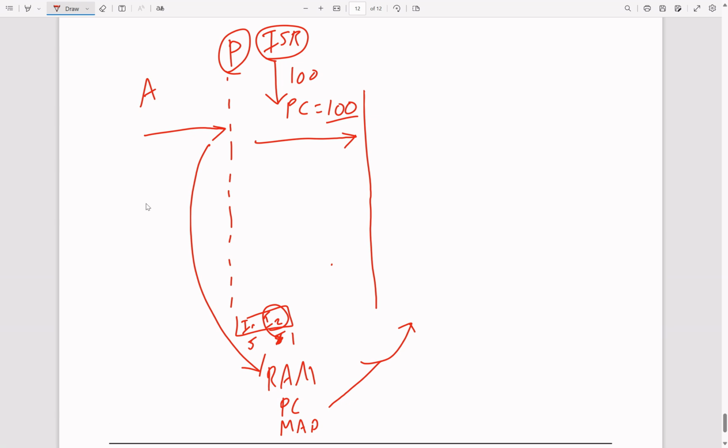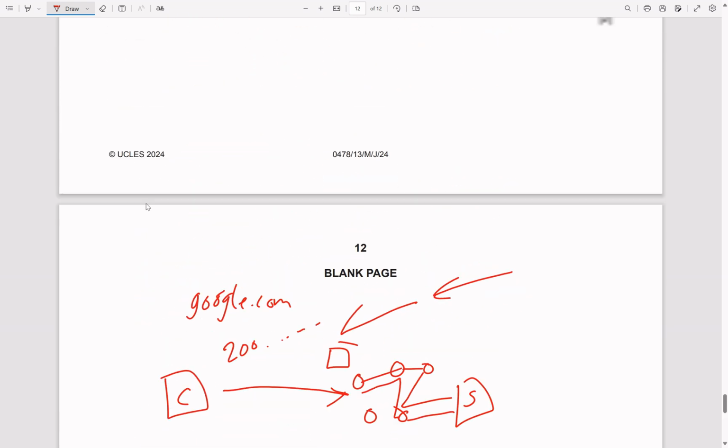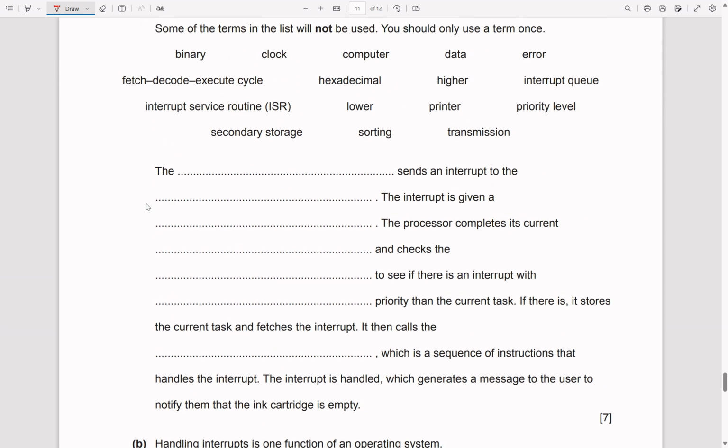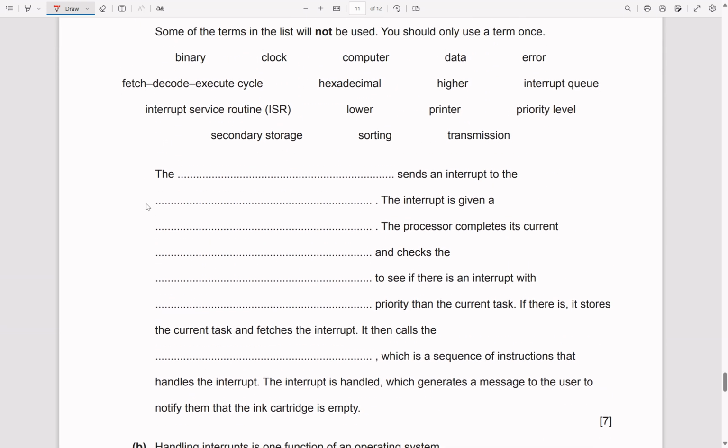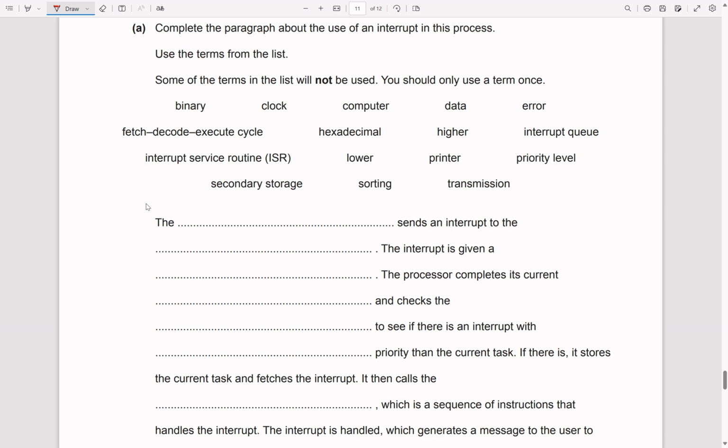When this interrupt is finished executing, it's going to check the interrupt queue again, and if there's another interrupt in there, that's going to execute. When the interrupt queue is empty, that's when it can reload process A and continue executing it. Okay, so I think that's what we want to fill in the blanks on this. First one then: the something sends an interrupt to the something. The thing that's sending an interrupt is going to be the printer.